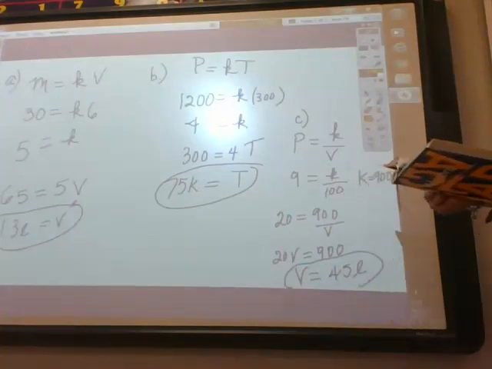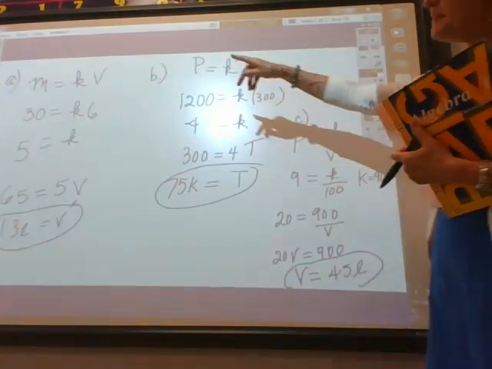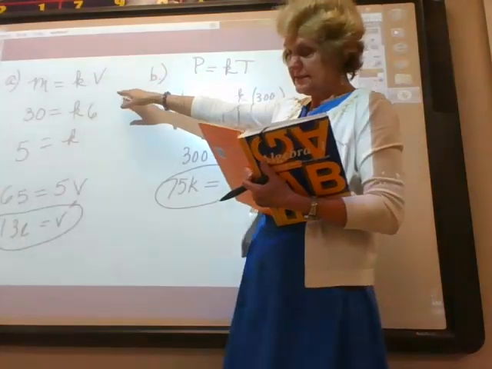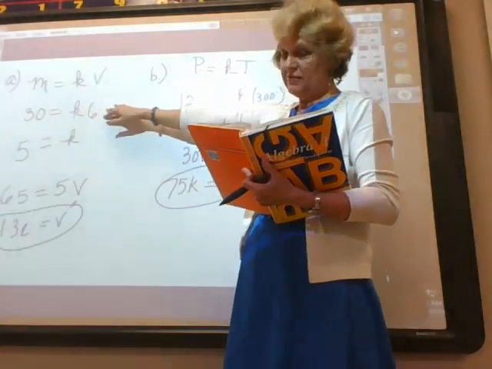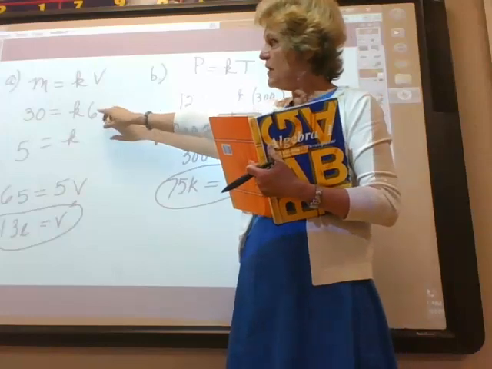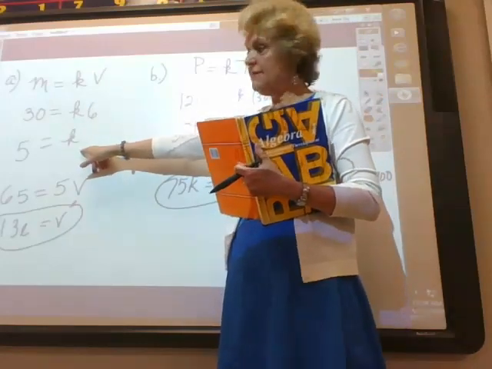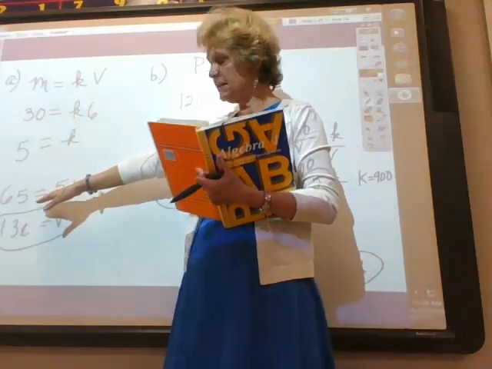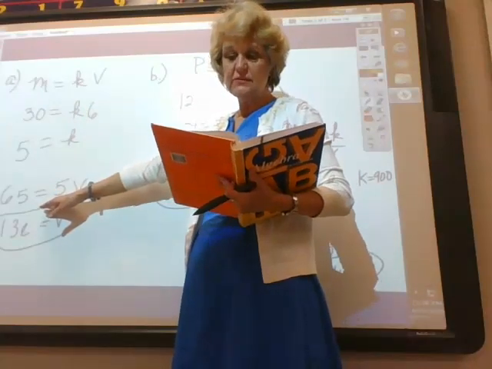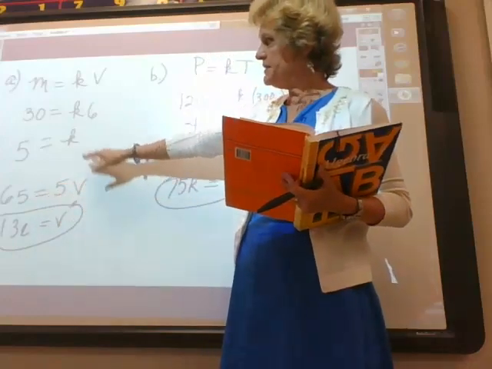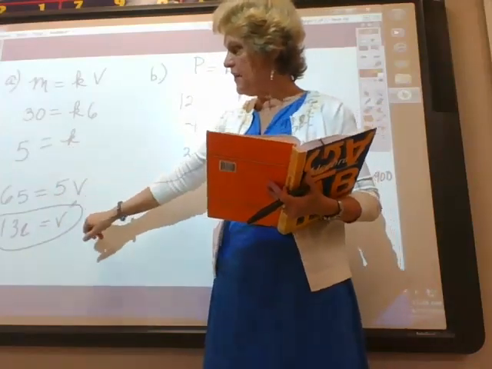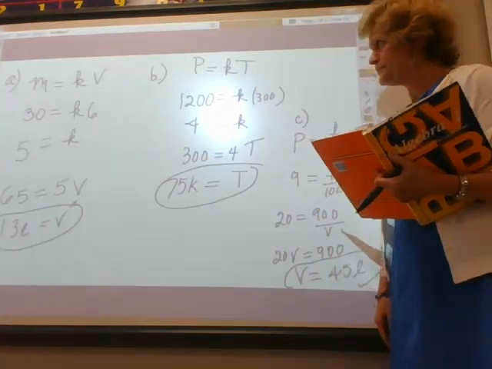Okie dokie. So for A, the mass varied directly as the volume. Okay, the mass was 30 and the volume was 6 liters. So I found the constant to be 5. So then I plugged in, because it then asked what is the volume of 65 kilograms of the substance. So I used the constant and found the volume to be 13 liters.